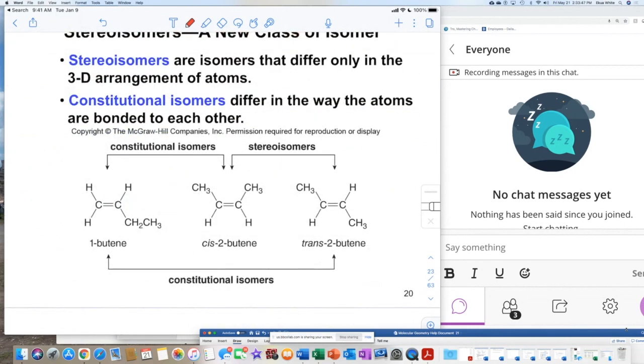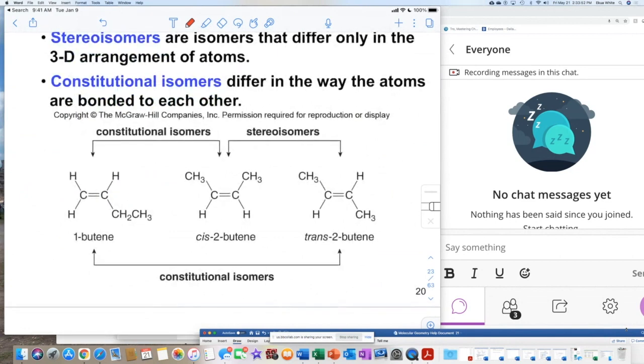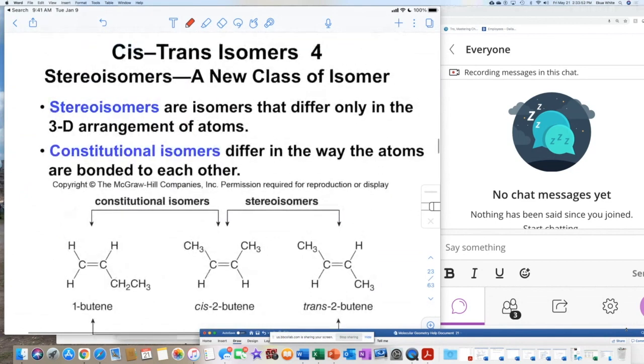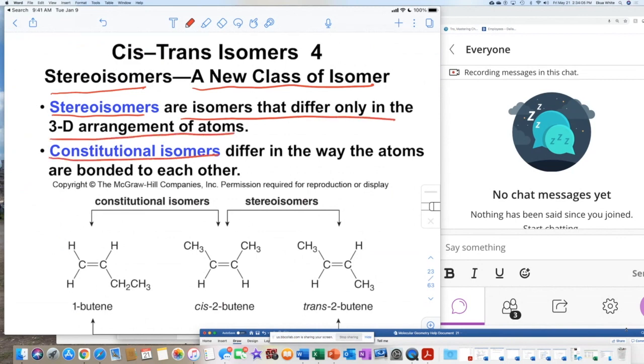Okay, so then we're gonna compare, right? So you can see here, first of all, the easiest way is saying, okay, hold on. Stereoisomers are a new class of isomers, new in the progress of us learning. Stereoisomers are isomers that differ only in the 3D arrangement of the atoms. Constitutional isomers, the one we learned before, differ in the way the atoms are bonded to each other. Here we have a greater difference, right?